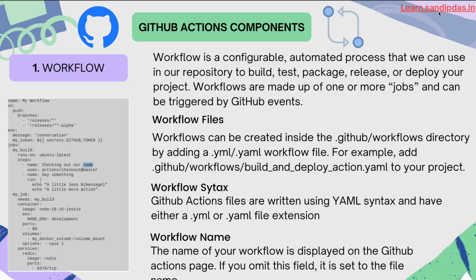Okay. Now, what is the workflow name? This is the name of your workflow. This displays on the GitHub Actions page. If you omit this field, it is set to the file name. Okay, that's the default one.